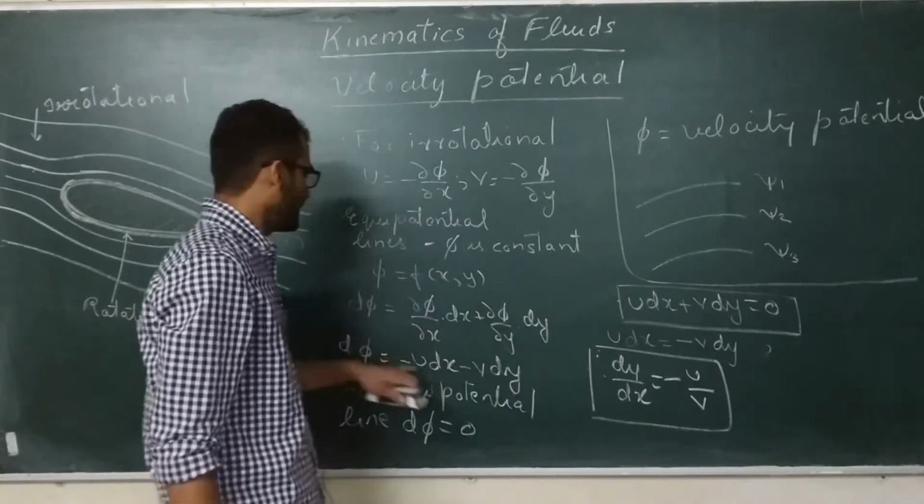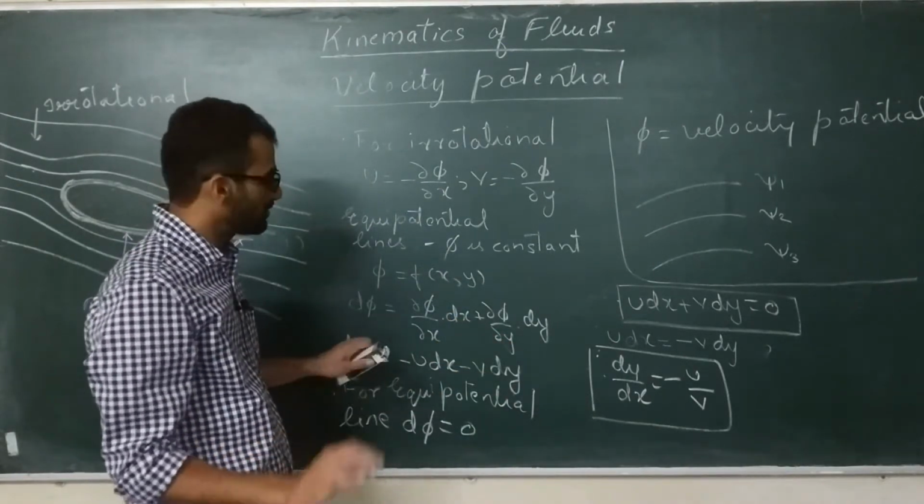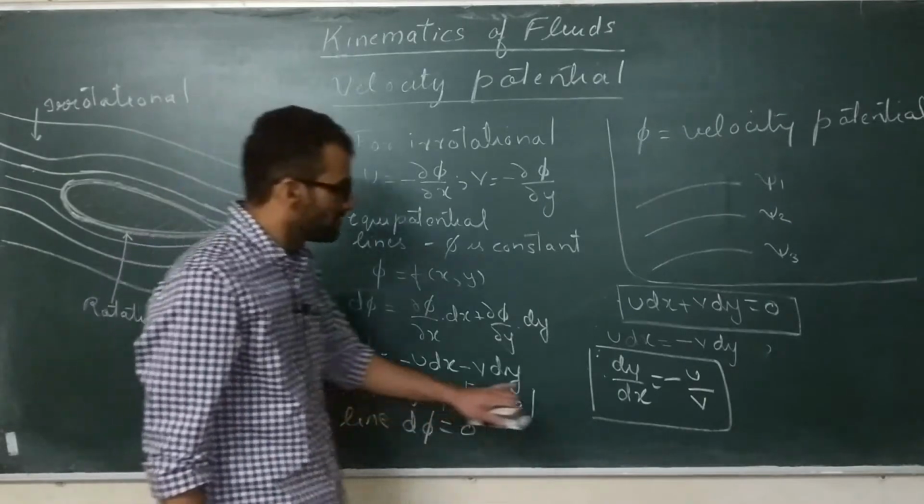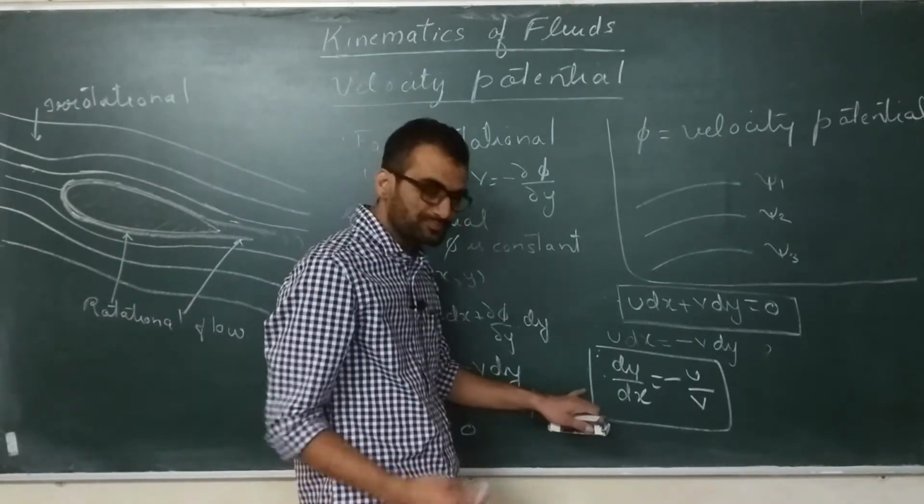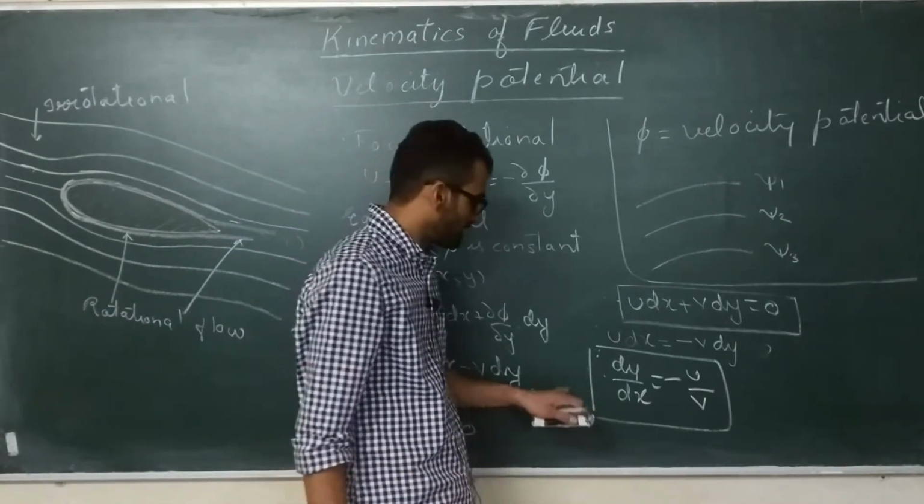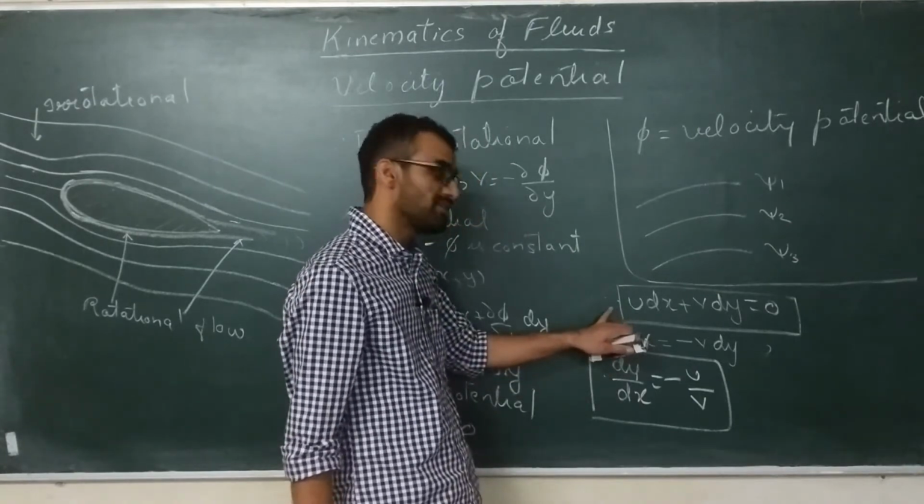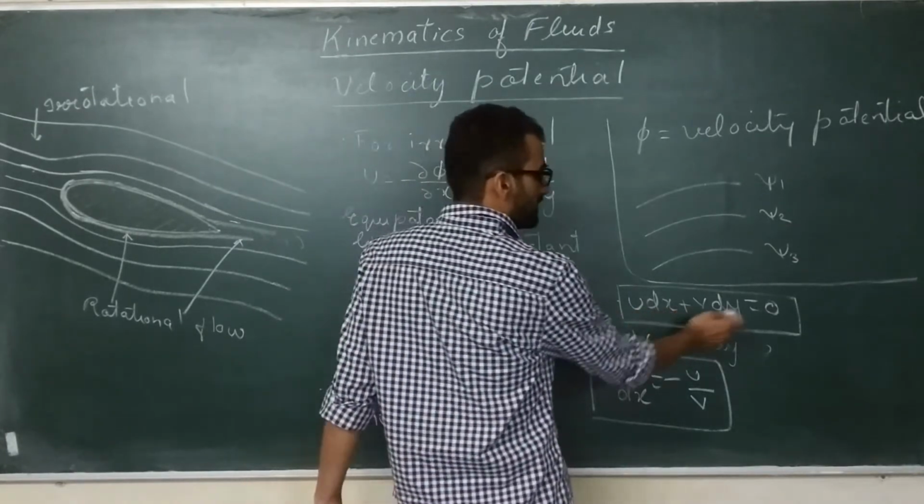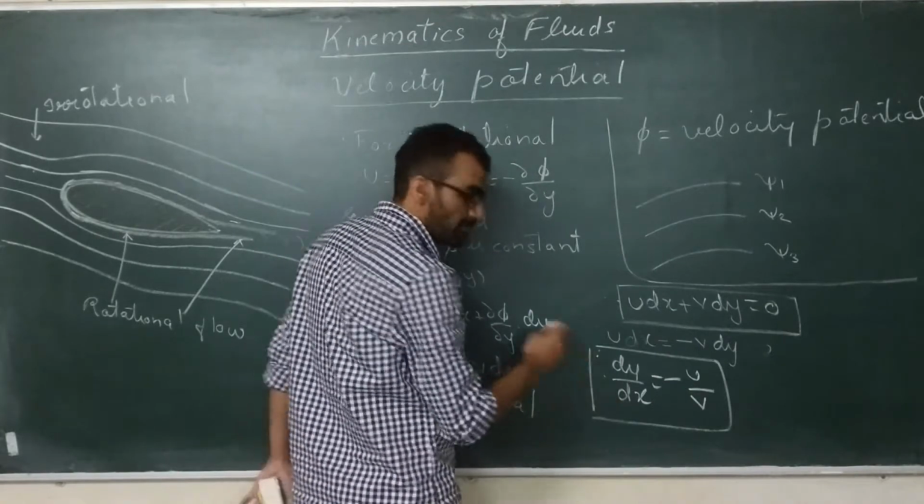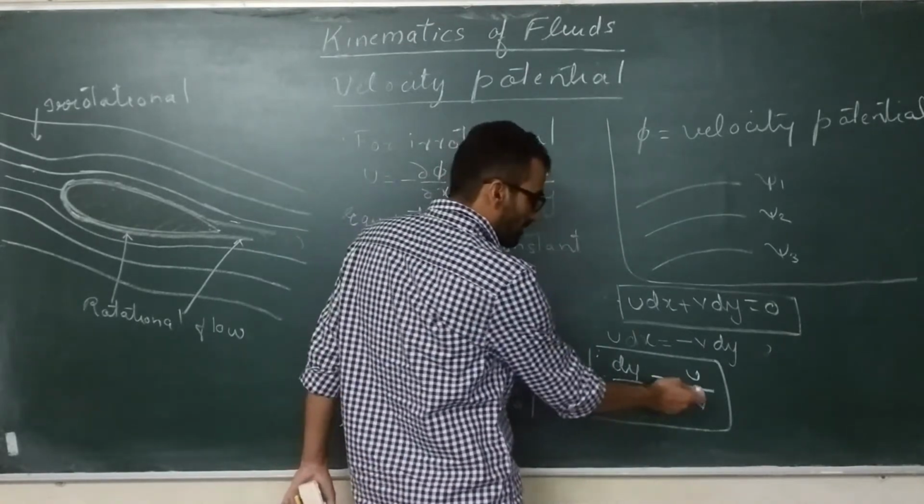This will be the slope of an equipotential line. We have not yet drawn how an equipotential line will look. We are just first finding out the properties of the equipotential line. So the first property is that the equation of the equipotential line is u dx plus v dy equal to 0. Therefore, the slope of the equipotential line would be minus u by v.